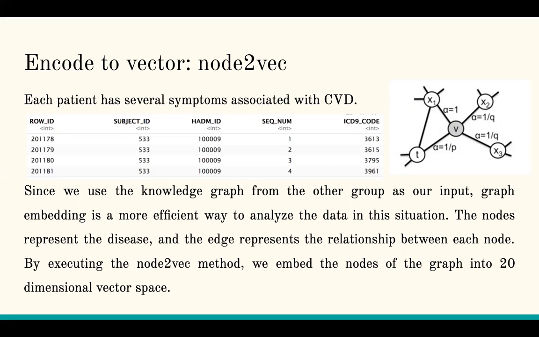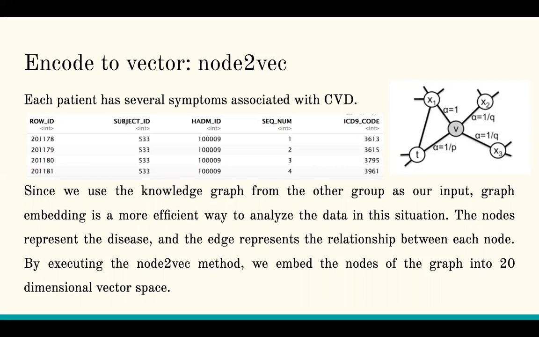And after we do the data cleaning, we want to encode our EMR data to vectors. The method we are using is node2vec. In our project, since we're using the knowledge graph from the other group as our input, graph embedding is a more efficient way to analyze the data in this situation. We can see from the picture on the right, X1 and X2 are nodes. Each node represents a disease, and the edge represents the relationship between nodes.